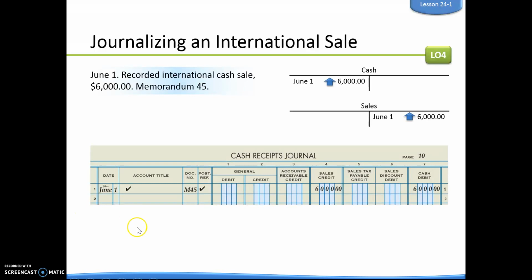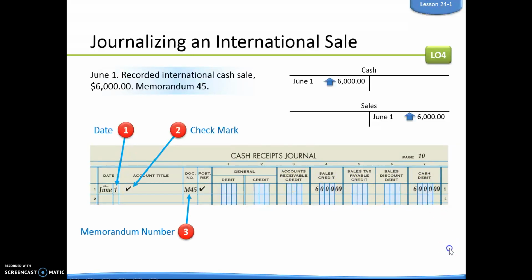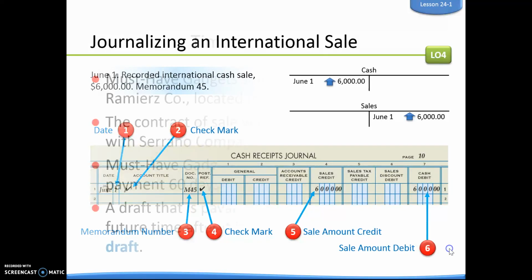So we simply put our check mark. Just remember that your document number is going to be a memorandum, M45. And then there's nothing that goes in our general debit, general credit. Sales goes up by a credit of $6,000 and cash goes up by a debit of $6,000. So pretty easy peasy there in terms of recording an international sale.